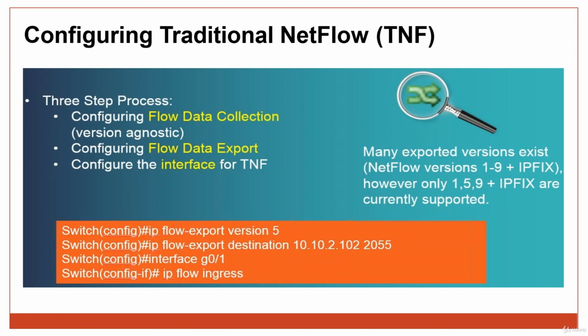The traditional NetFlow configuration is very easy and straightforward. What you have to do is first of all define the export version, then who is your destination and the port number. So destination IP and the port number. This IP is your NetFlow collector IP, maybe any type of server. Which interface you want to enable, I can use IP flow ingress, I can use IP flow egress. So both options are there.